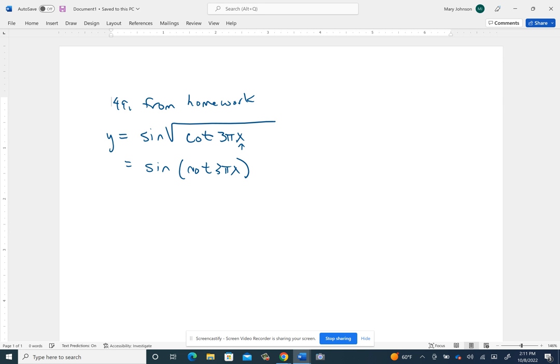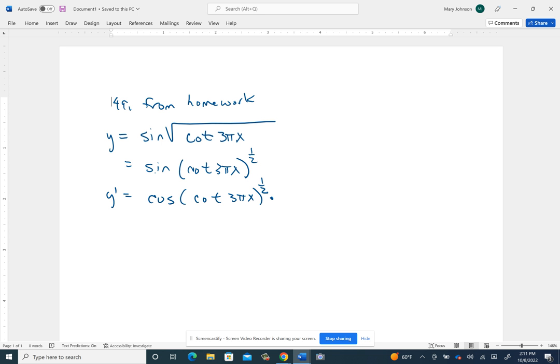And it's around all of the cotangent 3 pi x, that's being raised to the 1/2 power. All right, then I would do the y prime. The last function that you would run through is sine, so the derivative of sine is cosine. So you do cosine of all this raised to the 1/2 power. But then you got this chain going on.